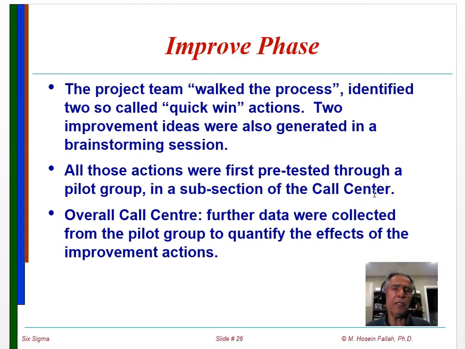Then we get into the improve phase. So knowing what the root causes were, or the primary root cause of the problem, they focused on the process map. They walked through the process and identified a couple of specific things for quick action that can improve the process, and then did additional brainstorming and identified a couple of additional measures they could take. So they were focused on 4 measures that could improve this call ratio.